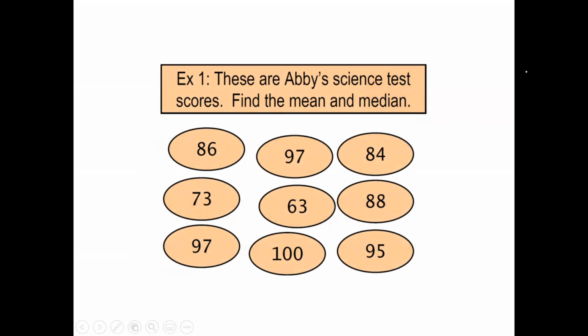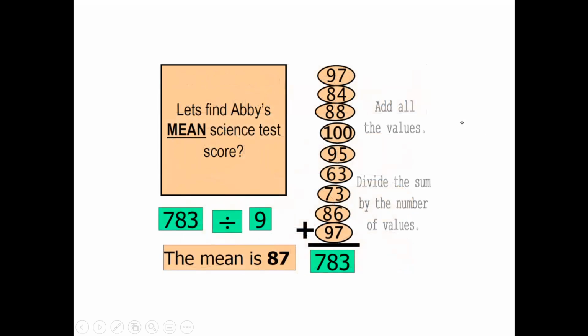Just as a quick review, on your table or on your desk, these are Abby's science test scores. Find the mean and median, and then write the score on your desk. Pause the video. All right, so to find the mean, we're going to add all of her scores together. She has taken 9 different tests in the last 9 weeks, divided by 9, and her average, or her mean, is 87%.